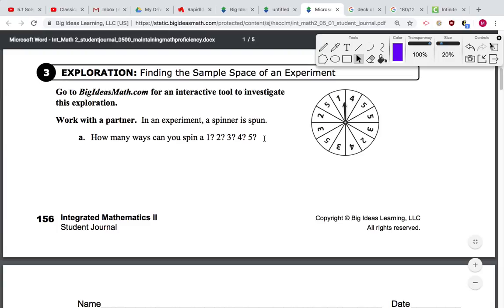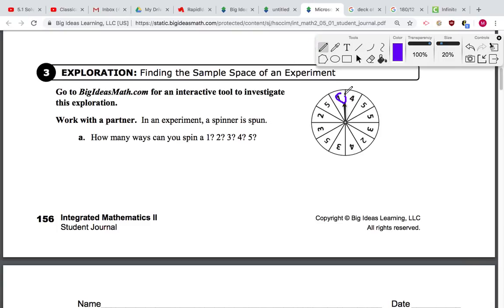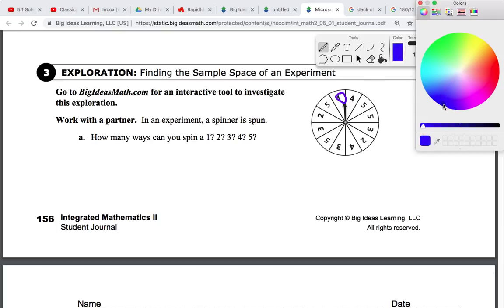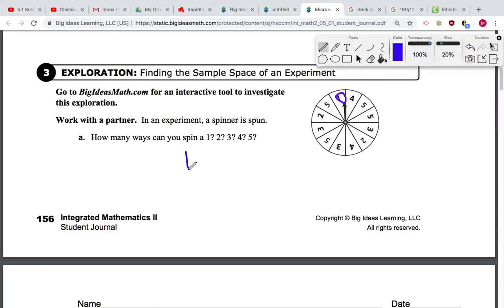In an experiment, a spinner is spun. How many ways can you spin a 1? So how many 1s are there? There's only 1. How many ways can you spin a 2? So this is literally just an issue of counting. 1, 2. Okay, so there are 2 2s. How many 3s are there? And so on and so forth. So you guys go ahead and calculate the rest of those.